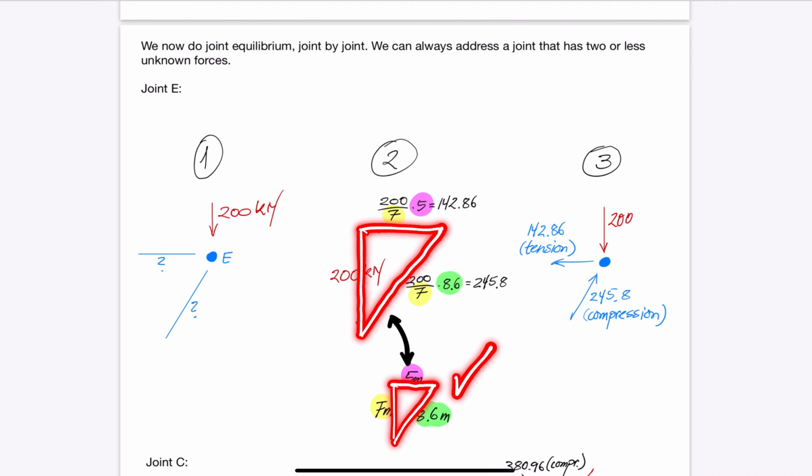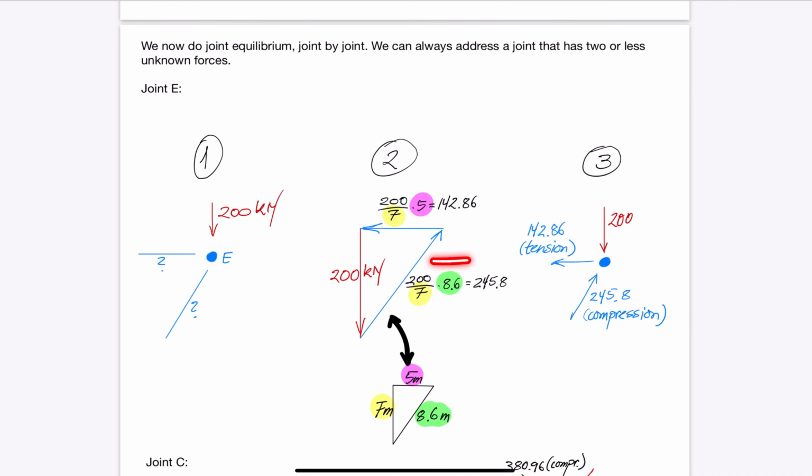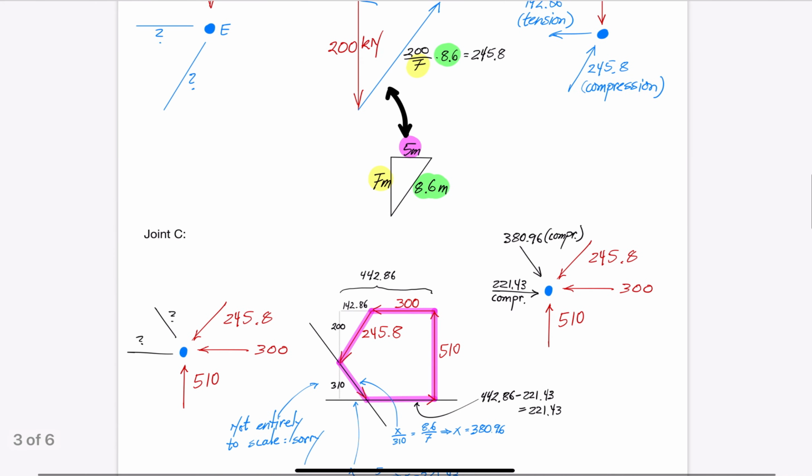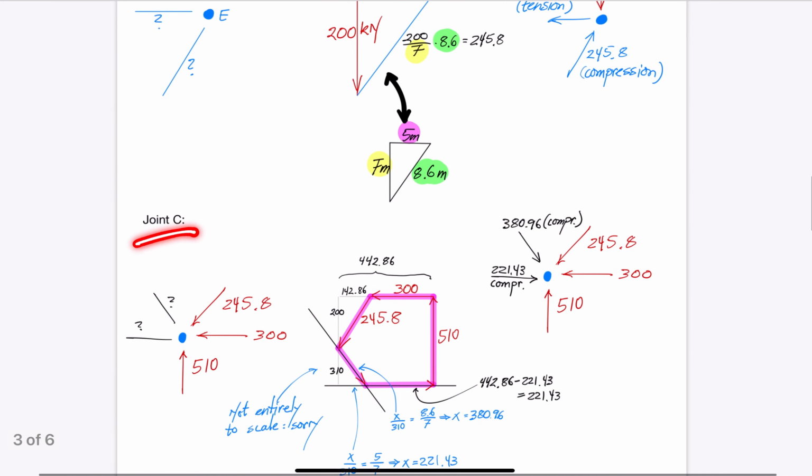With arrow directions taken from the closed force polygon, we are able to tell that the inclined member is in compression and the horizontal member is in tension, because this arrow is pulling at the joint. Next, we move to joint C, which is on the bottom right-hand side, where the pin support is located.